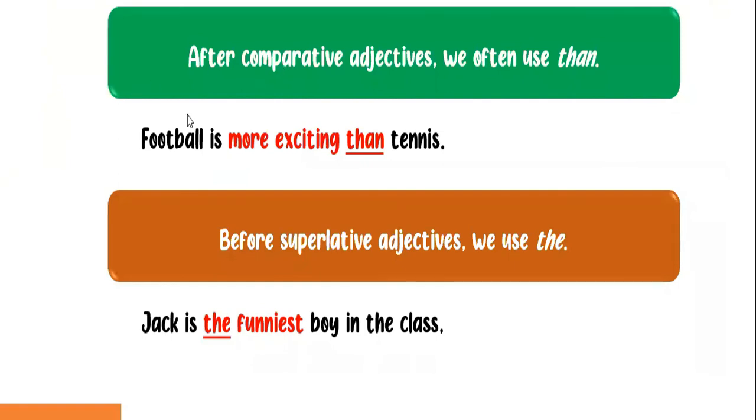Now, this is something that I already told you. After comparative adjectives, we often use than. Football is more exciting than tennis. And before the superlative adjectives, we use the. Jack is the funniest boy in the class. Okay, in the comparatives, we write than, and in the superlatives, we write the.